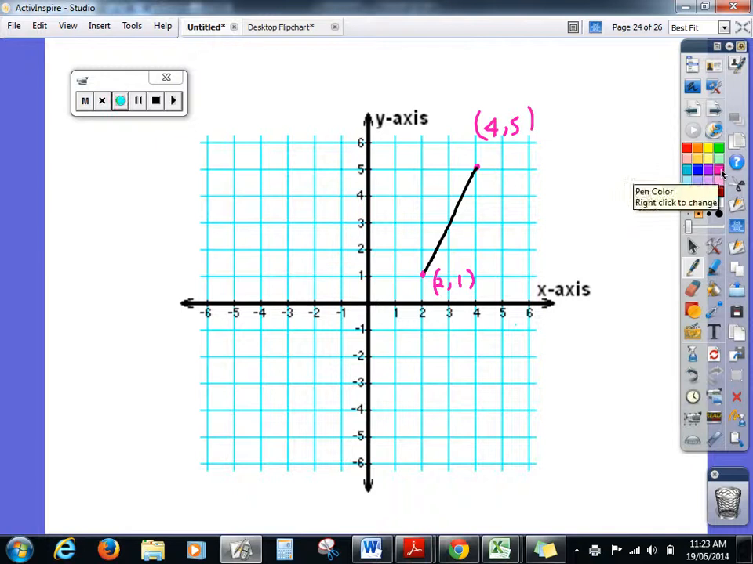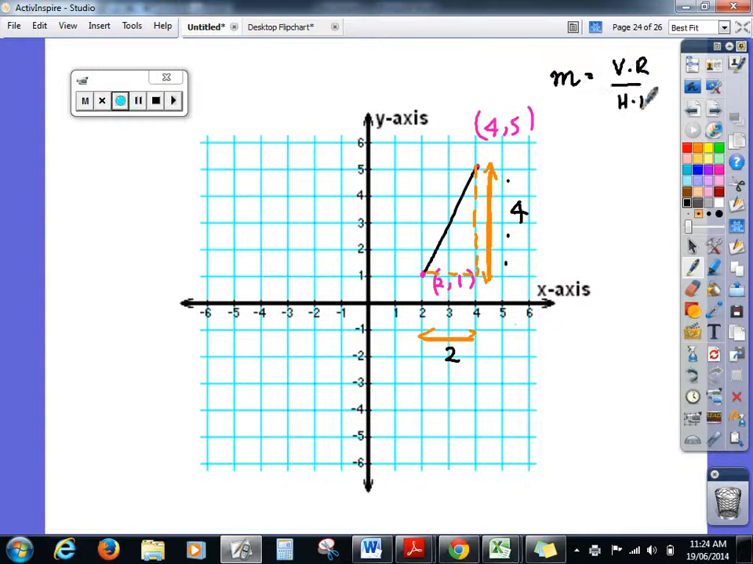Everything we've been doing so far has been based on a right angle triangle. So here's our right angle triangle, there and there, and this would be the vertical rise. The vertical rise is this distance here, and the horizontal run would be this distance here. So what is the vertical rise? The vertical rise is 1, 2, 3, 4, and the horizontal run is 2. The gradient, which is given the letter m, is vertical rise over horizontal run, so 4 over 2, which equals 2.